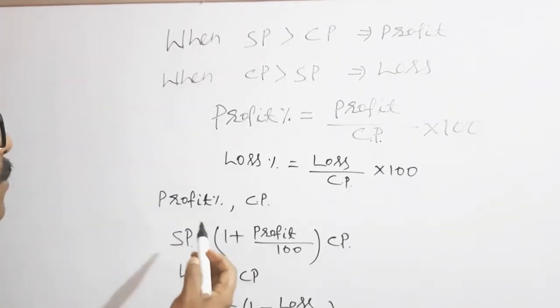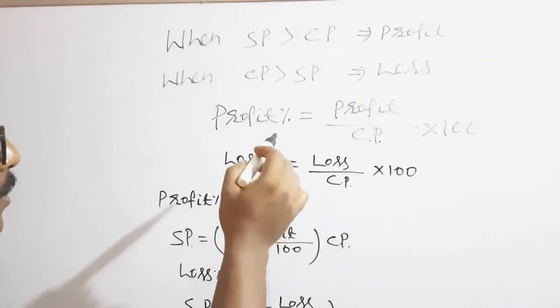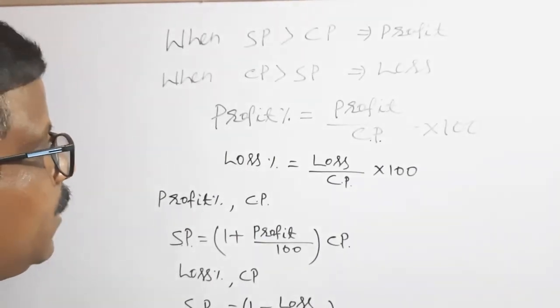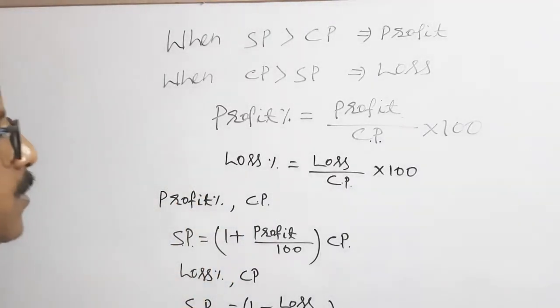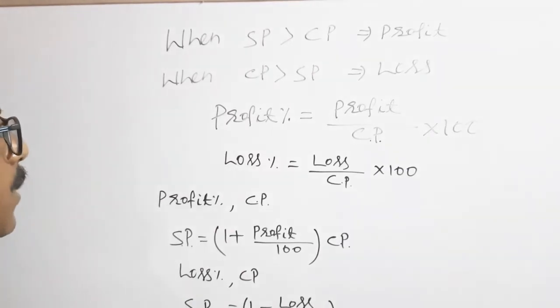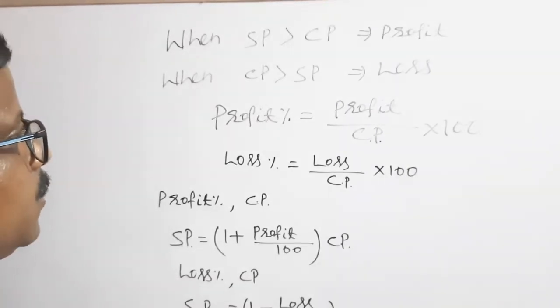Clear? When there will be profit, it will be plus. When there will be loss, it will be minus. These are the main fundamental formulas in profit and loss to find the percentage. Profit percentage or loss percentage is always calculated on CP. If profit percent and CP are given, SP is 1 plus profit by 100 into CP. When loss percent and CP are given, SP is 1 minus loss by 100 into CP. Understood? These are the formulas.